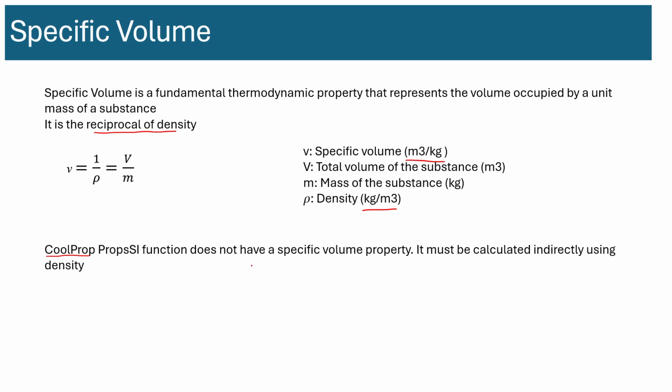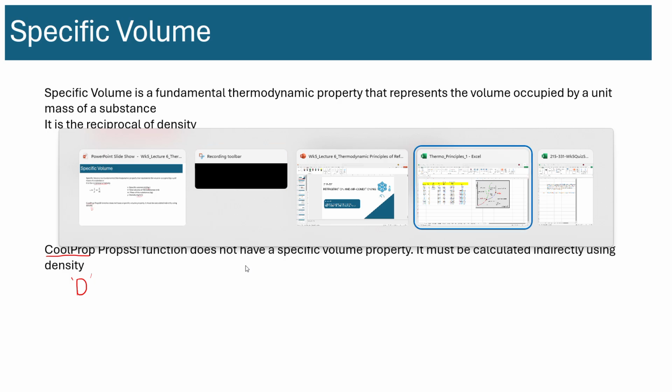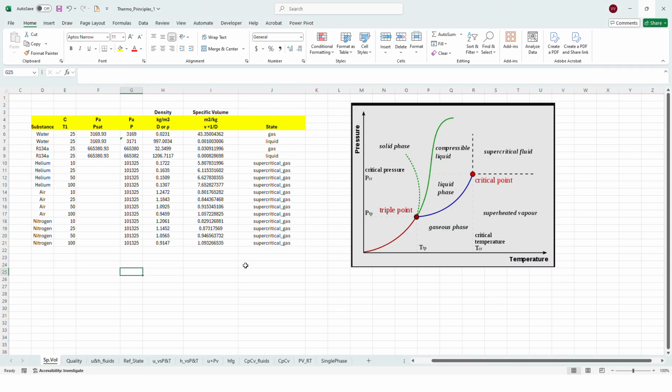One other thing to note here is CoolProp does not have a property for specific volume. Instead, you have to calculate density using the D property and then take the inverse of that to estimate the specific volume. All right, let's open CoolProp at this point and look at specific volume of different gases, vapors, and liquids, and try to get some understanding on the range of numbers that we will see.